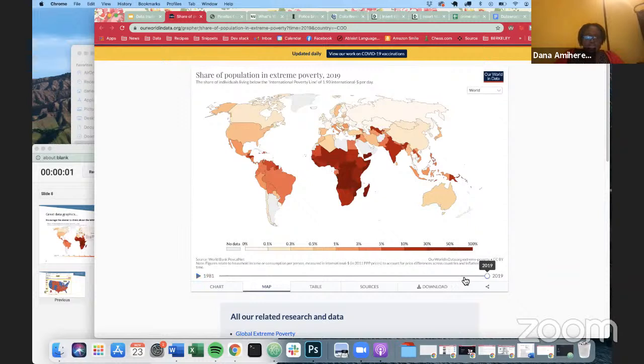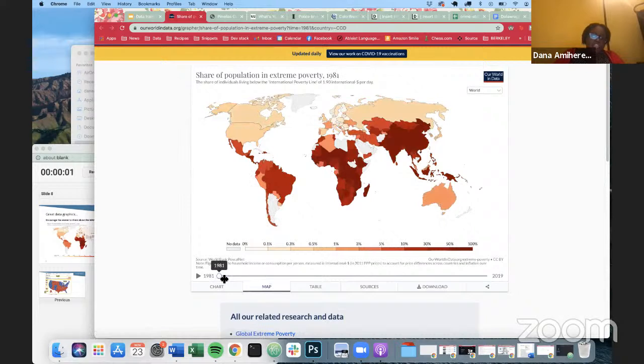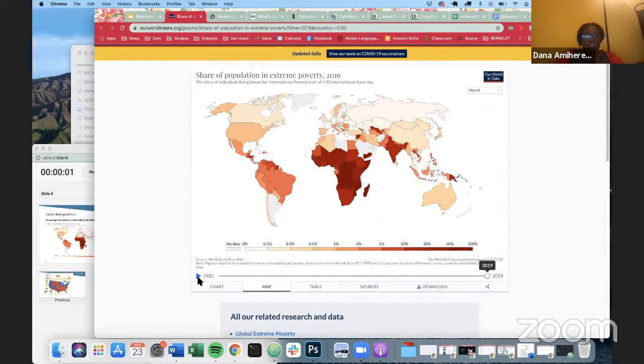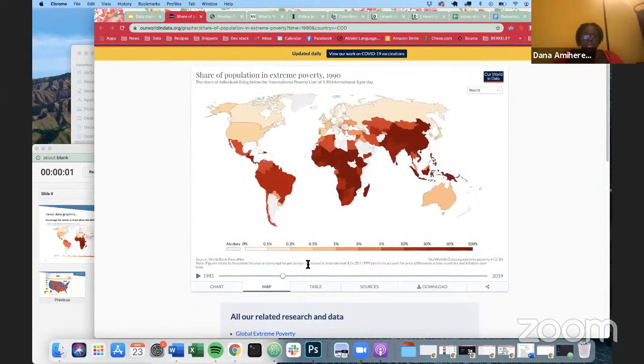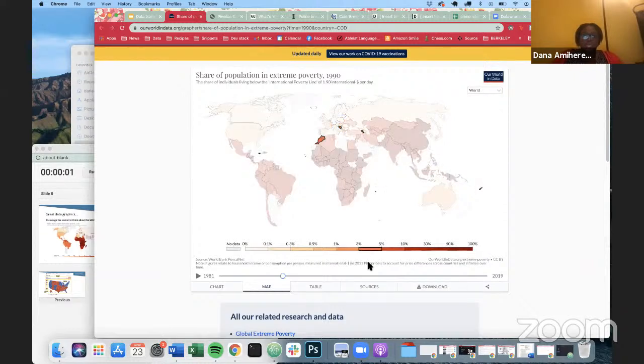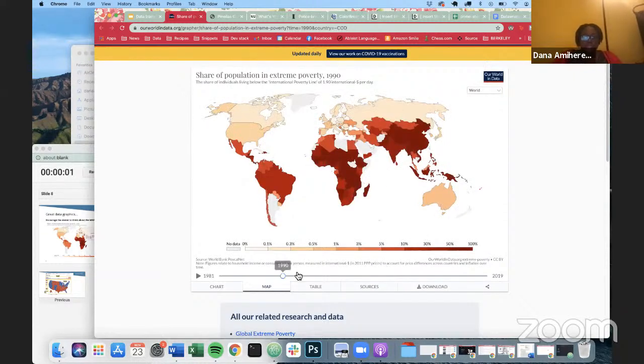If you decide to play the interactive, you've got this kind of drag bar that you can use to see this change slowly over time. I can play with it this way, or I can actually play it and let it play out over time. It goes very, very fast though. But you can see with the color changes that you've got your scale here. You can see that over time, you've got more and more people as you move toward the 2019 side of the scale who are not in what we consider extreme poverty.